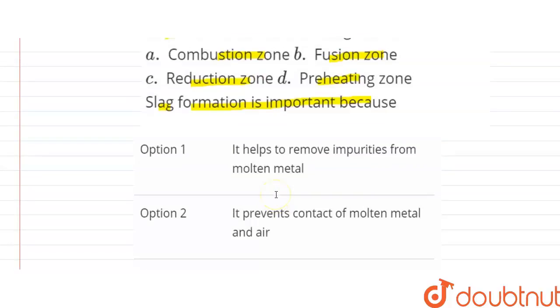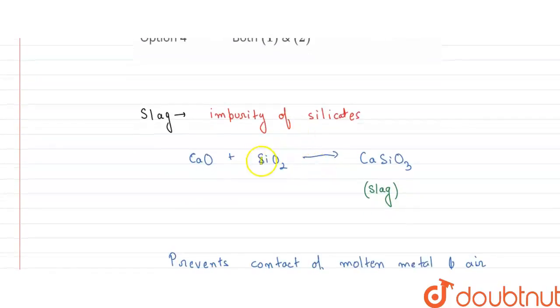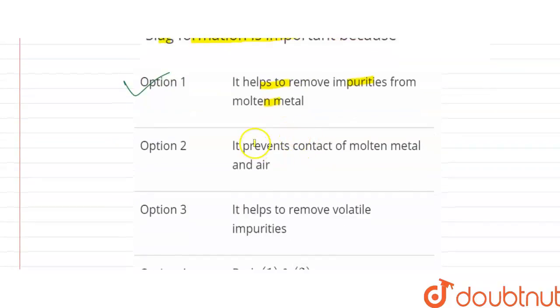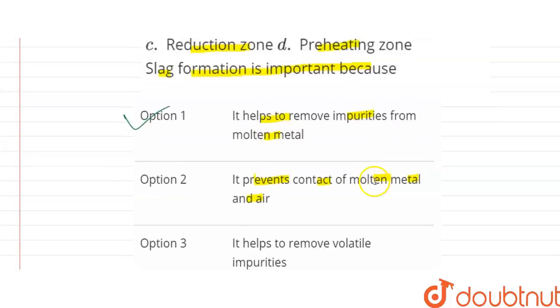Now let us check the options. Option 1 says that it helps to remove impurities from molten metal. So yes, it is correct. We just now saw that this SiO2 is impurity and it has been removed by the formation of slag. So option 1 is definitely correct. Let us also look at the other options. The second option says that it prevents contact of molten metal and air. We just now discussed that, so this option is also correct.